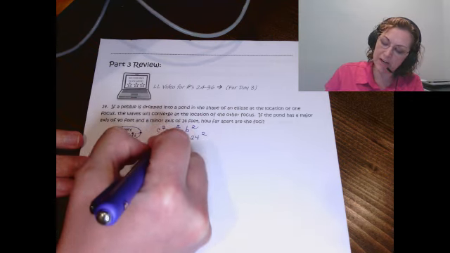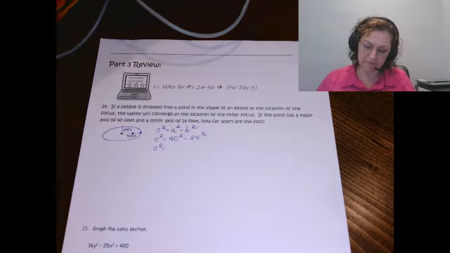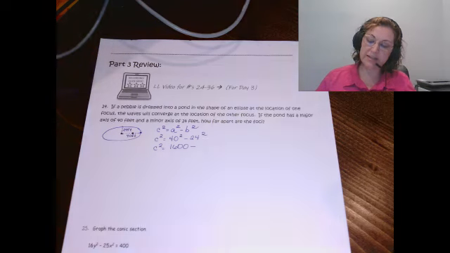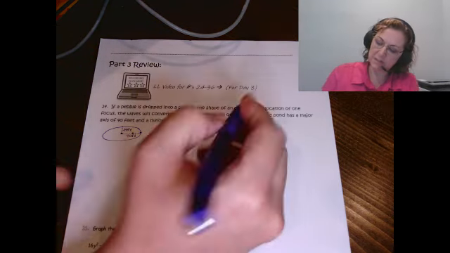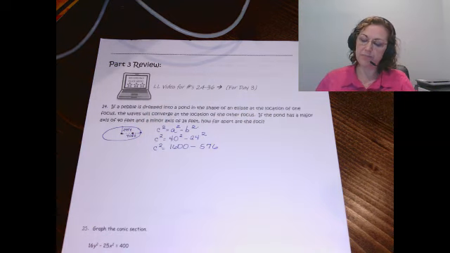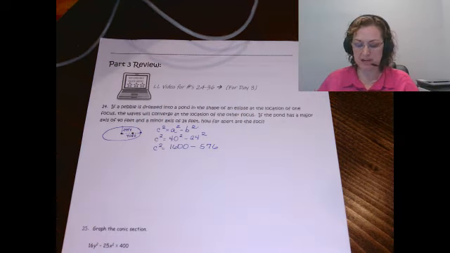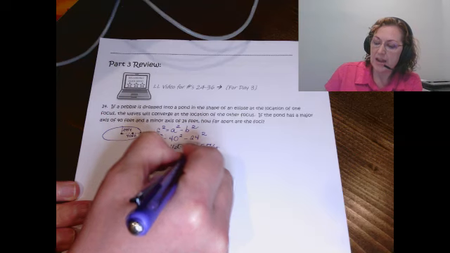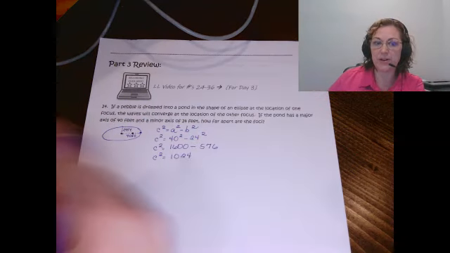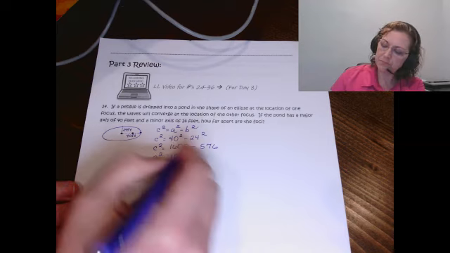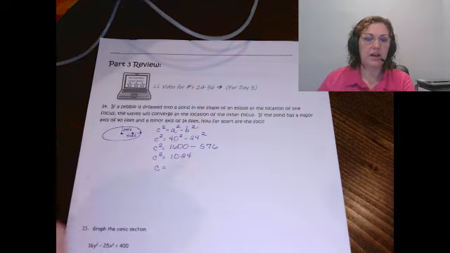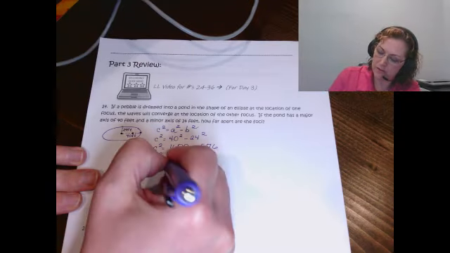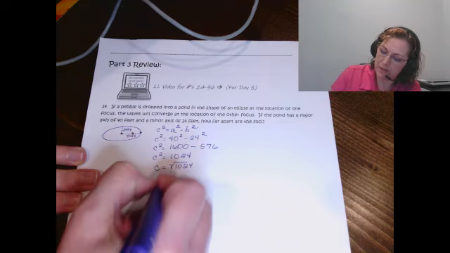So 40 squared is 40 times 40. That gives me 1600 minus, and then 24 squared gives me 576. And then we're going to subtract those. So 1600 minus 576 gives me 1024. Now, because this is equal to c squared, I'm going to have to take the square root of 1024, and the square root of 1024 would be 32.